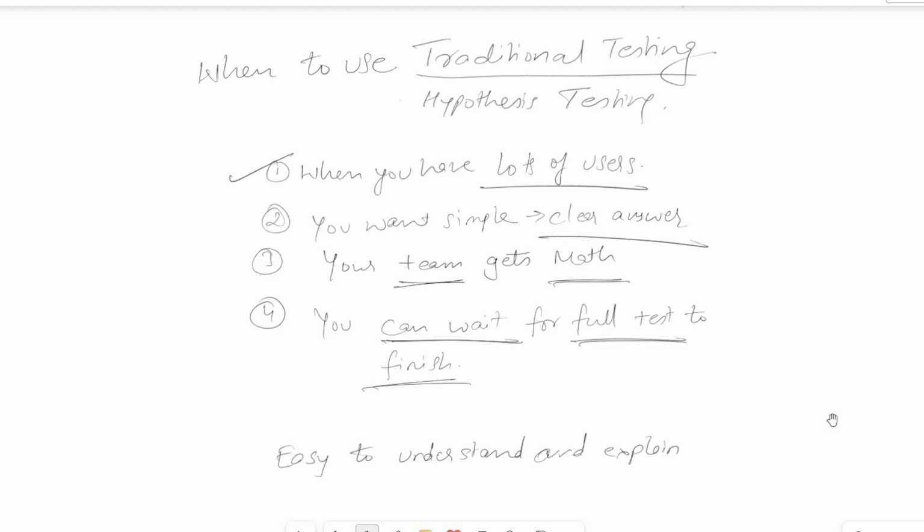And limitations of it: you have to wait for enough people before you know anything. Can't pick up a result at an early stage. It doesn't tell you how much better one version is compared with another version.